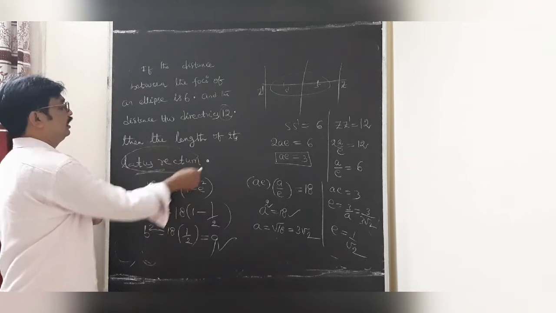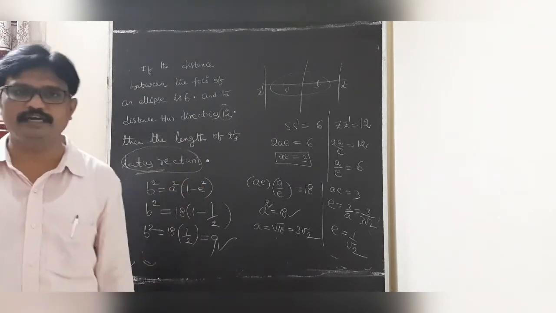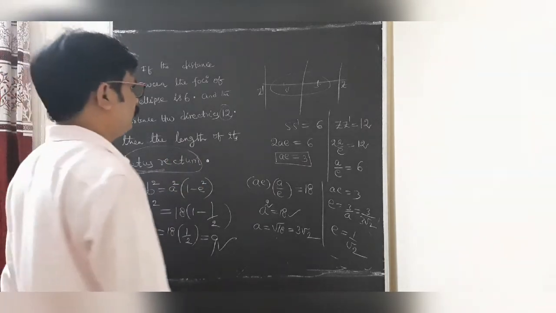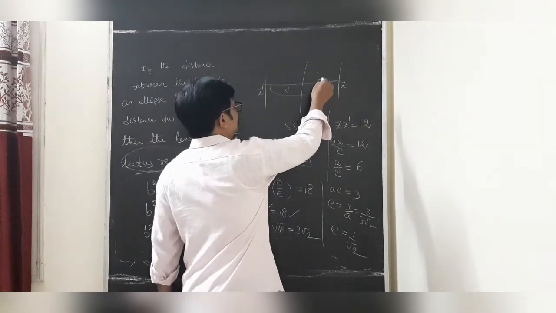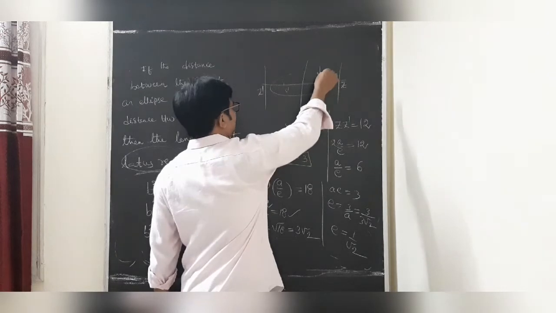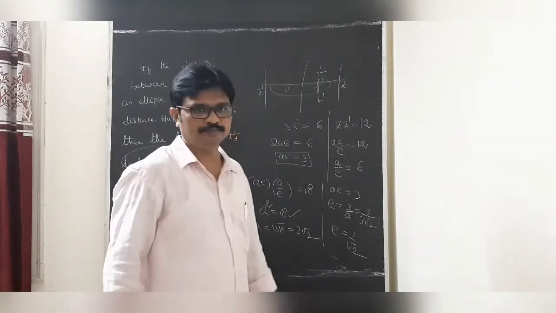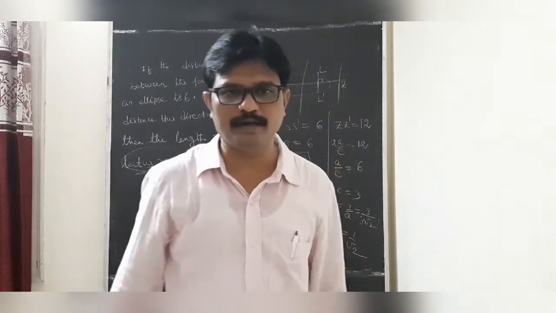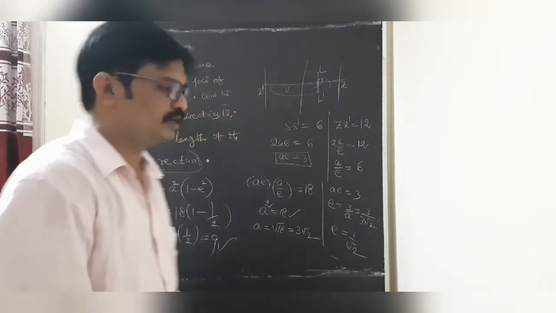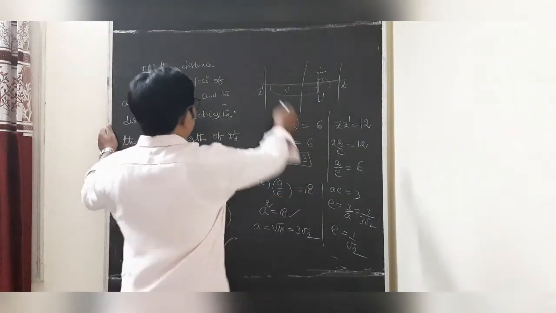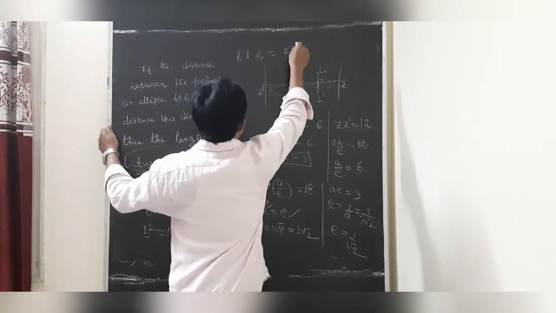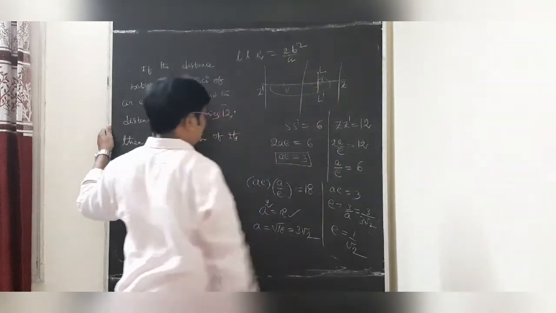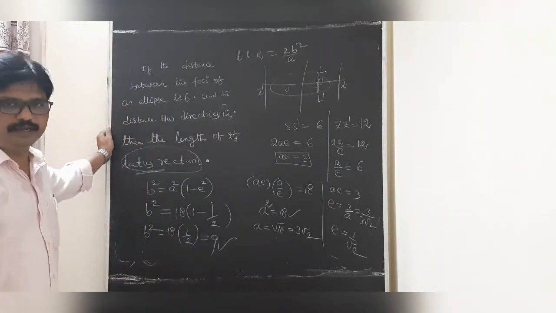They are asking for the latus rectum. What is the latus rectum, students? When the focal chord is perpendicular to the major axis, then it is called the latus rectum. So students, the length of the latus rectum, we know, is 2b square by a.